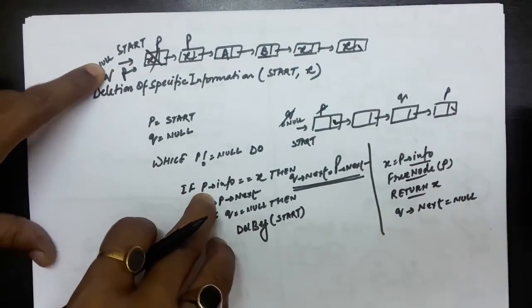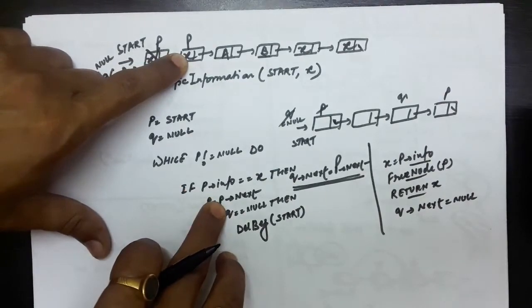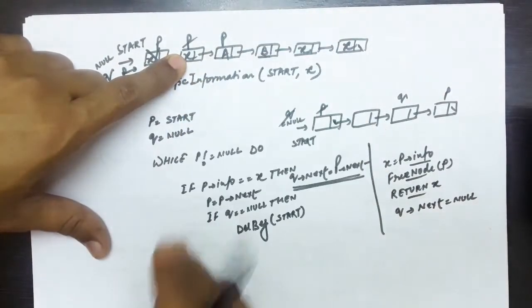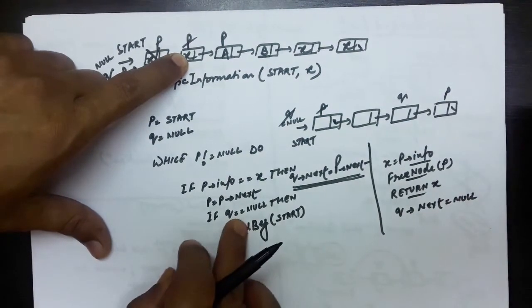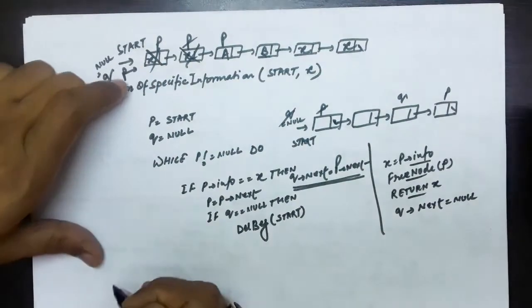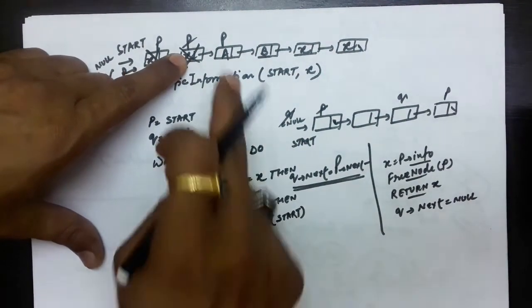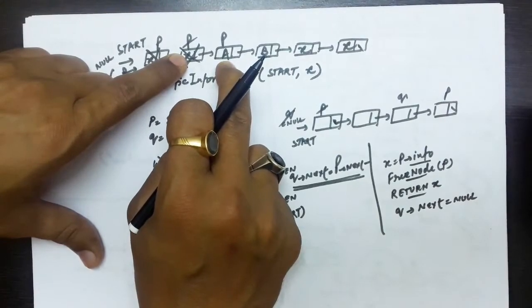We once again observe that this node has information x, the p node has information x. So p is advanced to the next node. It means p comes here. And then we again see if q is null, we will delete beginning. So here, q is null, so we will perform the delete beginning operation. So this node has got deleted. Now p is at this node.